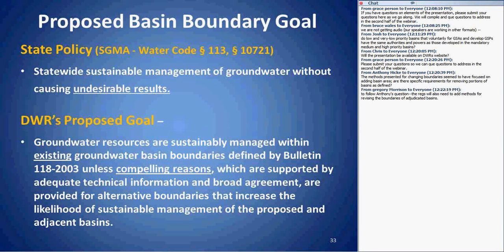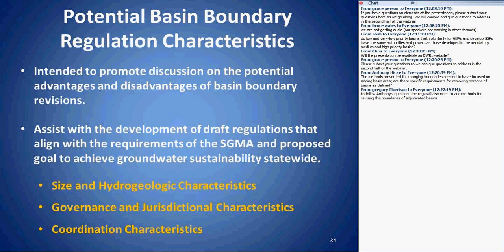Our goal to achieve that intended outcome is that groundwater resources are sustainably managed within existing groundwater basin boundaries defined by Bulletin 118, 2003, unless there are compelling reasons, which are supported by two key pieces of information. The first is adequate technical information, and the second is broad agreement at the local level that these basins need to be changed, and that the new basin or basin boundaries would increase the likelihood of sustainable groundwater management in the new basin and in adjacent basins. For our draft framework and the regulations, we try to align with this goal, our intended approach.